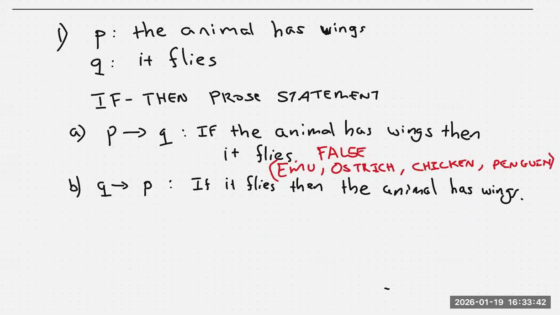If it flies, then it has wings. Is that true? Do you know any animal that can fly but doesn't have wings? I think this one is true because you have to have wings to fly. I can't think of any that flies that doesn't have wings. That is correct. There's no animal that can fly without wings.